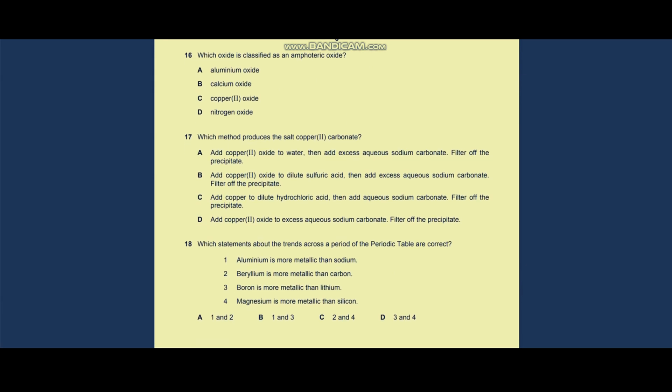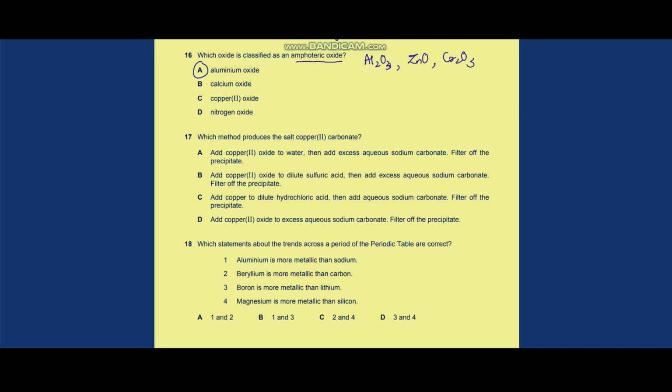Which oxide is classified as amphoteric? Amphoteric oxides are the oxides which react with both, or which can act as both acids and bases. In the presence of a strong base, they act as an acid. In the presence of a strong acid, they act as a base. The most common examples are aluminium oxide, zinc oxide, and chromium oxide. So here the option is aluminium oxide. Coming to the next question.